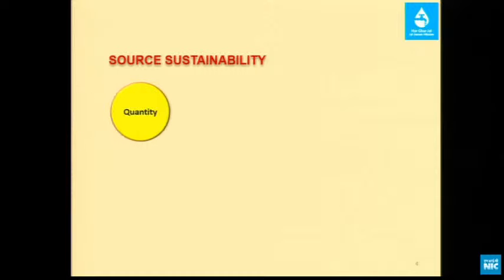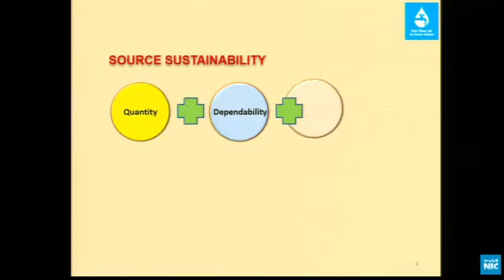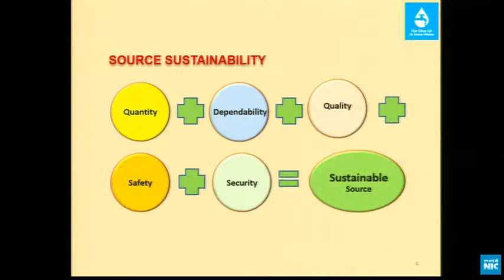What are the key factors of source sustainability? I need quantity, which was explained by Mr. Rana. I need dependability, which Mr. Muralidharan has told, if a minimum 90% dependable source is required. I need quality assurance, BIS 10500, and safety, meaning my sources are not to be contaminated. Security is most important. So I can attain a sustainable source. This is the basic background needed for the planning.